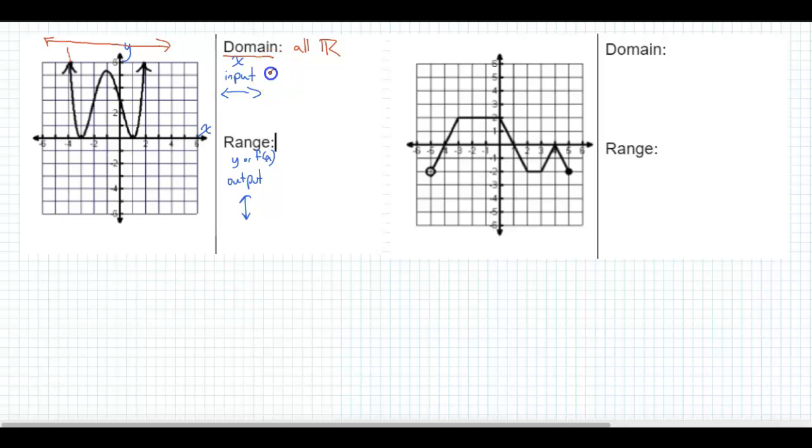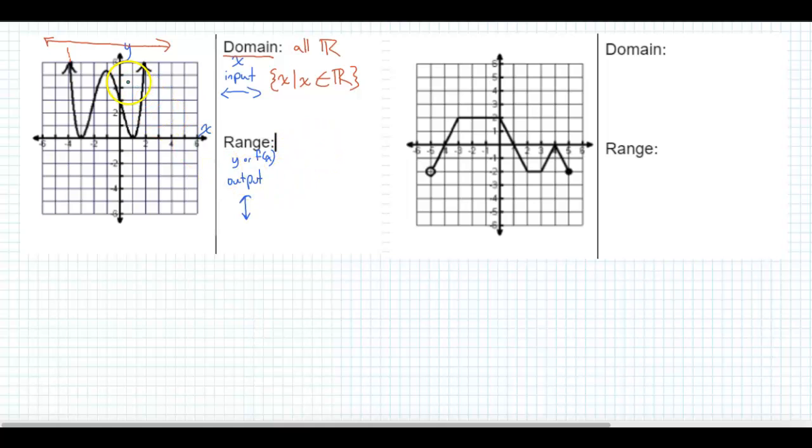If we use set builder notation, we'd put these brackets in here, which means the set includes. So x is such that x is any real number. There are other ways to show this, but I will accept anything, even in words. If you said it could be any real number, that's fine too.